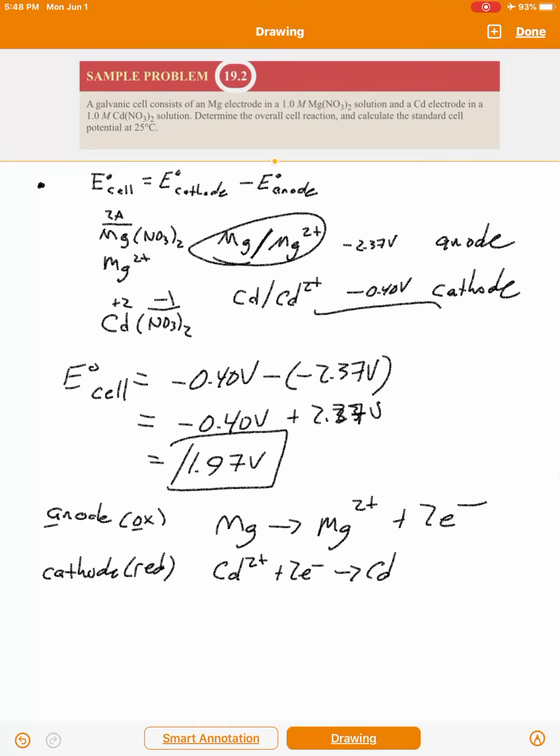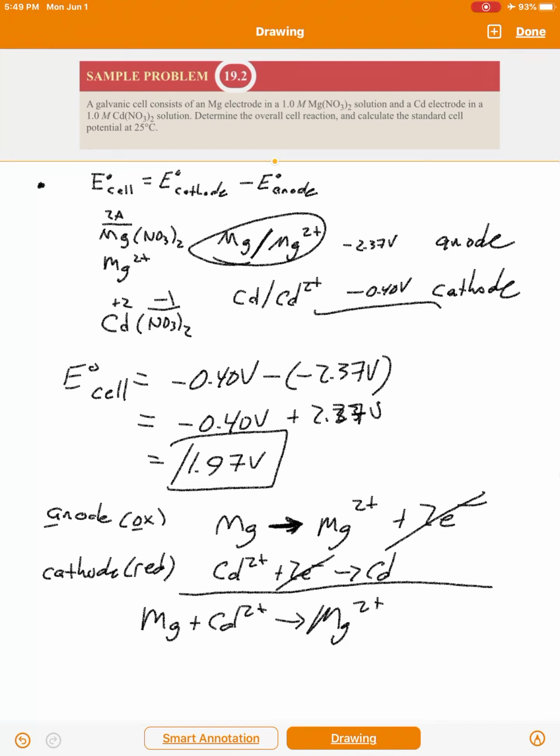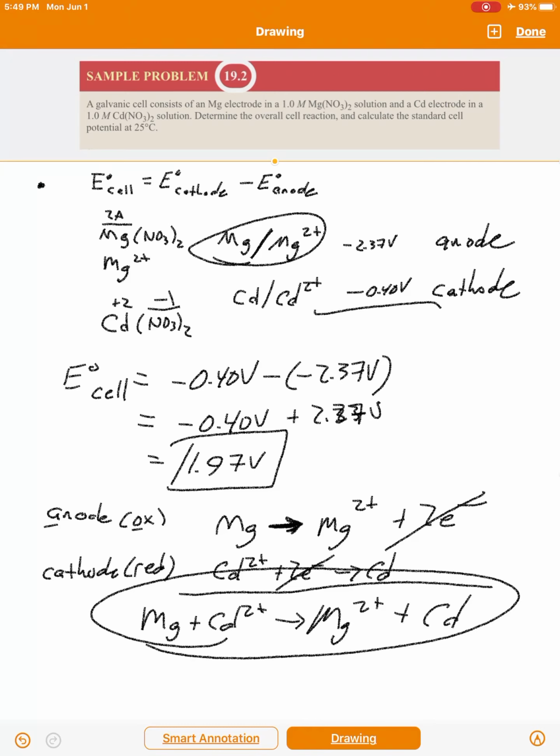Remember, this is just the reverse of reduction, so you can look it up in the table and just make it go the opposite direction. Luckily for this one, the 2 half reactions have the same number of electrons, so when you add them, they cancel. So you get Mg plus Cd2+ goes to Mg2+ plus Cd. And there we go. We got it. That's our overall reaction. That's our cell potential. We've completed it.